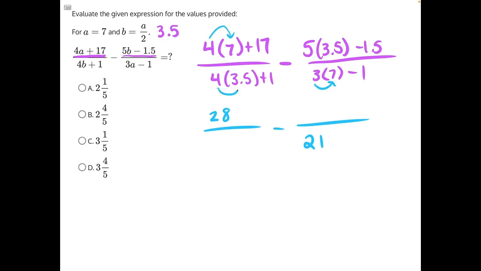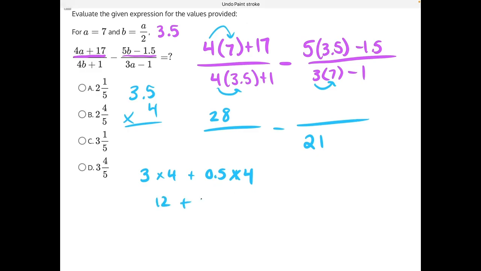4 times 3.5, if you're comfortable with long multiplication, you can set it up like this, or you can think about it in terms of 3 times 4 plus 0.5 times 4. 3 times 4 is 12, and then half of 4 is 2, and 2 plus 12 is 14. So this will give us 14. Let me actually make some room here. 14 plus 1 will be on the bottom, plus 17 on top.